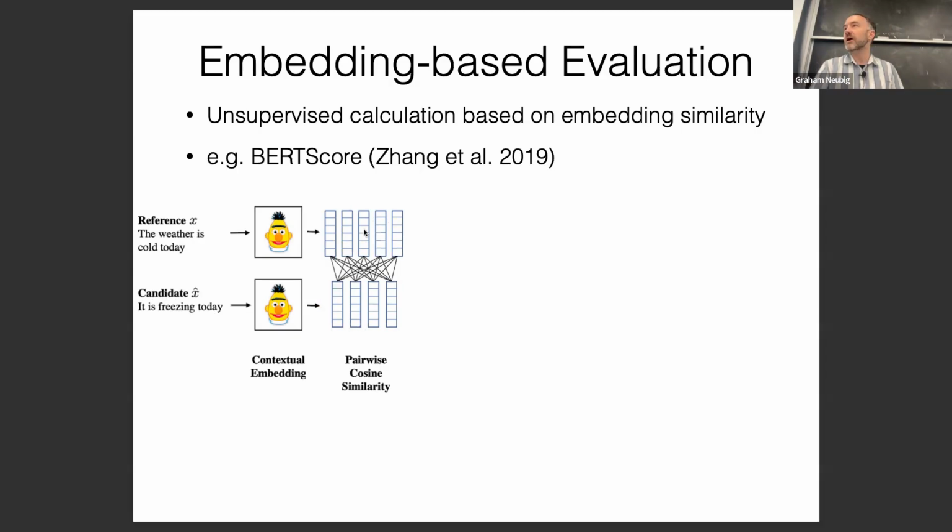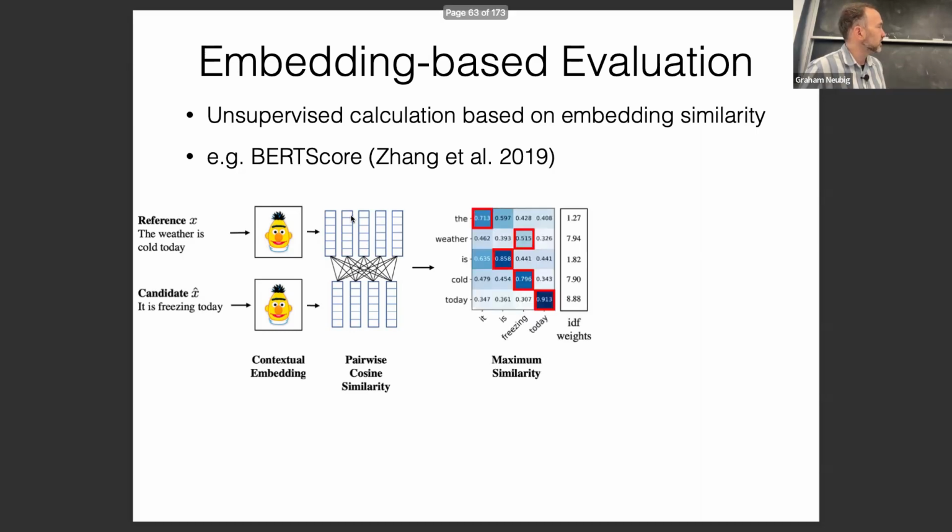In a way, this is a lot like attention, right? We calculated the cosine similarity between embeddings for attention as well. And we get a matrix like this. The matrix is basically the pairwise similarity between each of the tokens. Based on this matrix, we can calculate something like precision and recall.